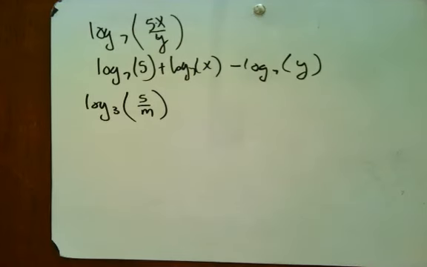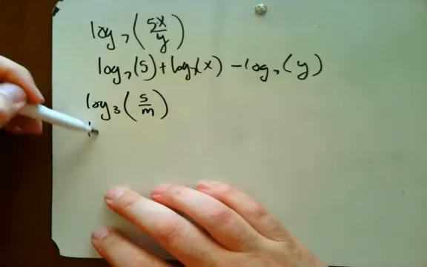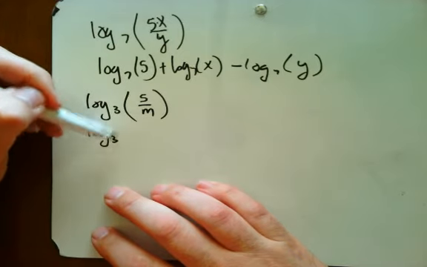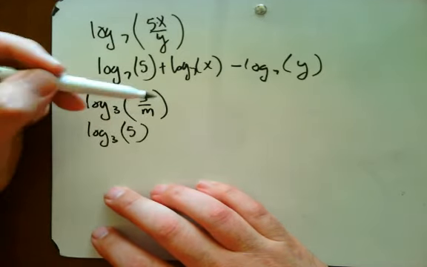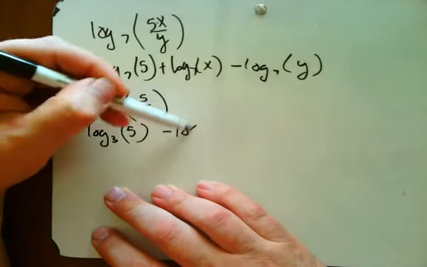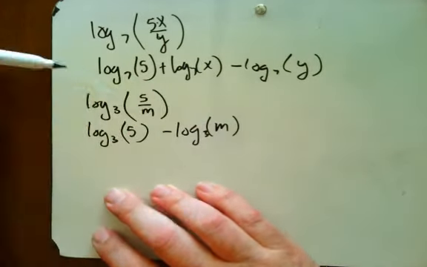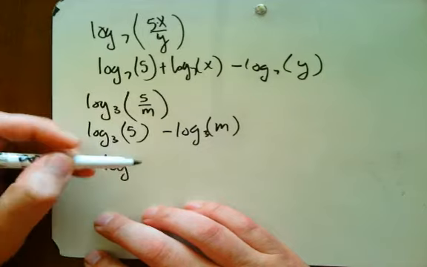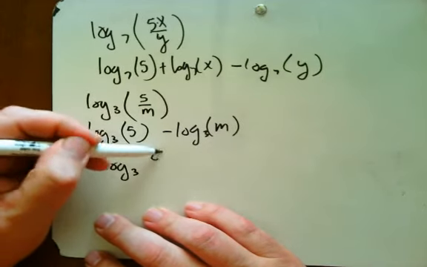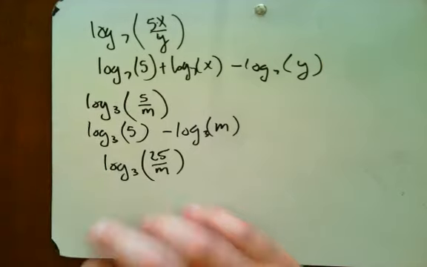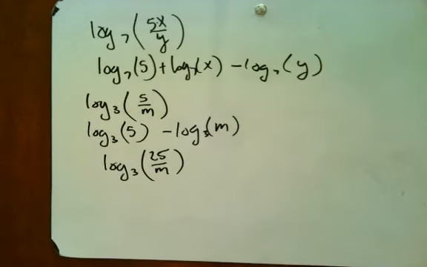Log base 3 of 5 over m. Please expand this log expression. So I see the quotient here, and I think, well, I can use my quotient property and rewrite this as log base 3 of 5 minus log base 3 of m.